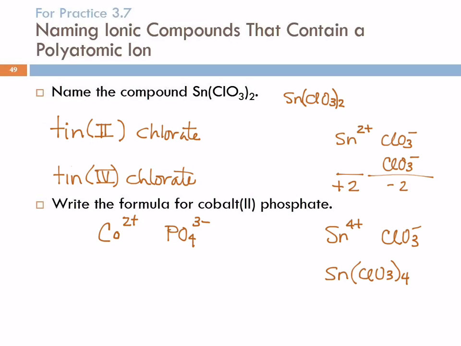There's 3 different methods. You can draw pictures, you can do crisscross, or you can do algebra. So the crisscross way is you take this 2, that becomes the subscript for the phosphate, and the 3 becomes the subscript for the cobalt.